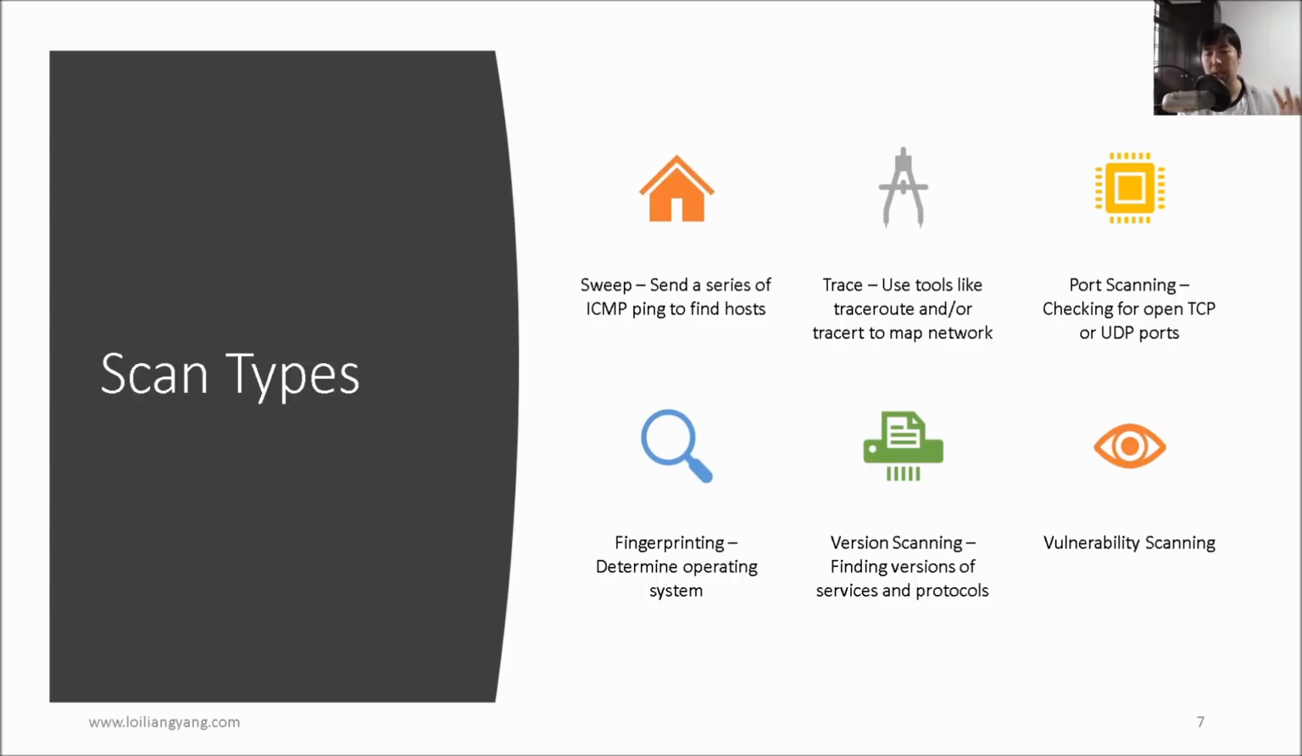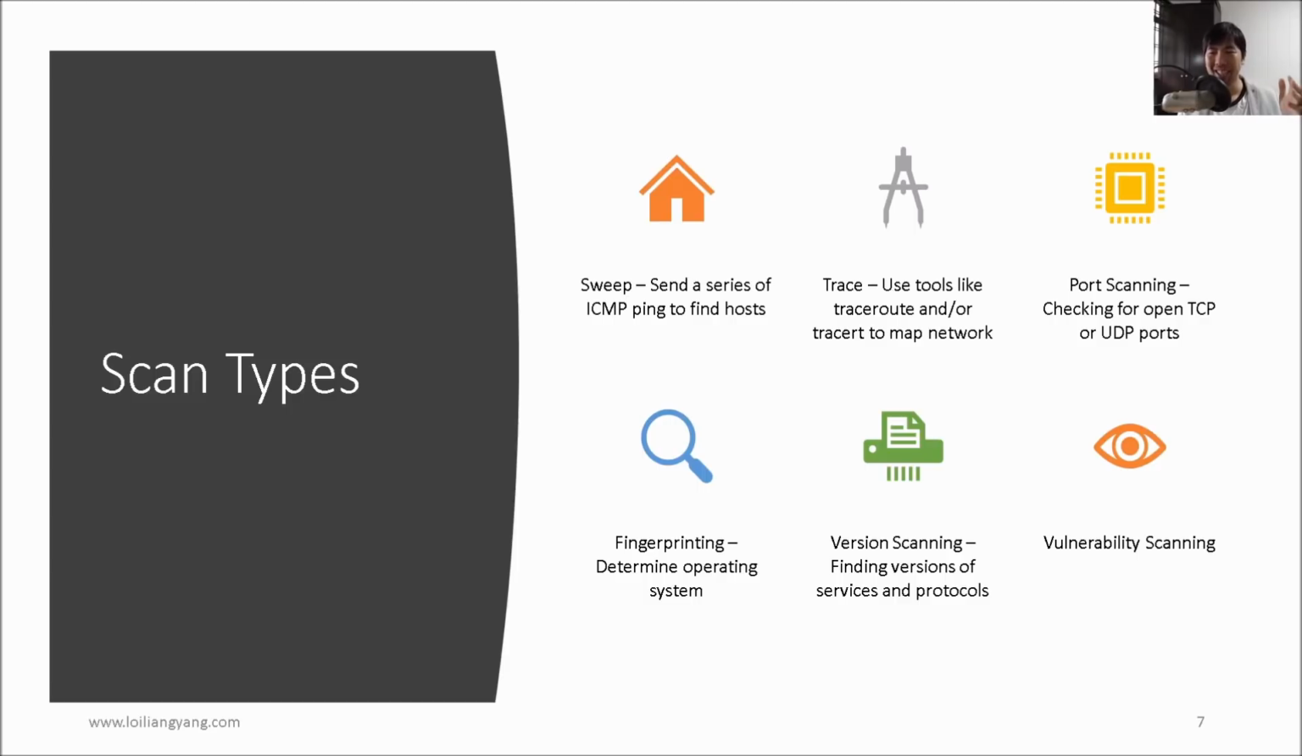So there's a number of scan types. On the right, we can see 6 major scan types. The first one is sweep, where we send ICMP pings, which are the way for us to ping devices and see whether those devices are alive, whether they're reachable, whether we are able to reach them. And the second one is trace.